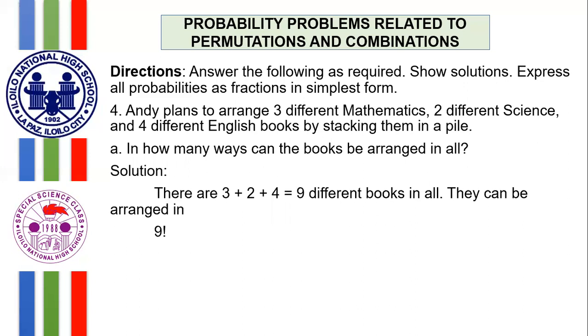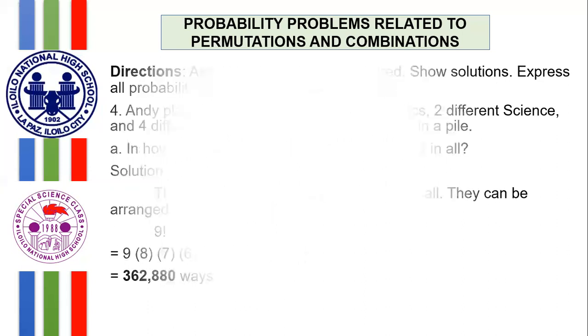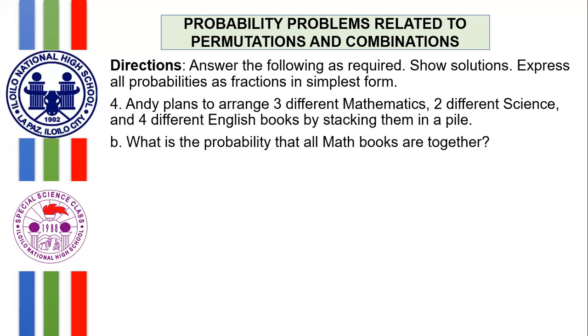They can be arranged in 9 factorial ways, which means 9 times 8 times 7 times 6 times 5 times 4 times 3 times 2 times 1. And using your calculators, that's 362,880 ways in all. So that's for letter A, without restrictions. But how about if we put restrictions now? Let's go to letter B.